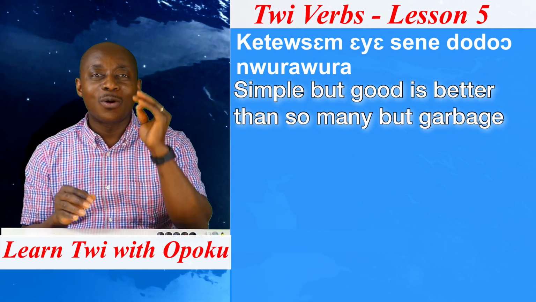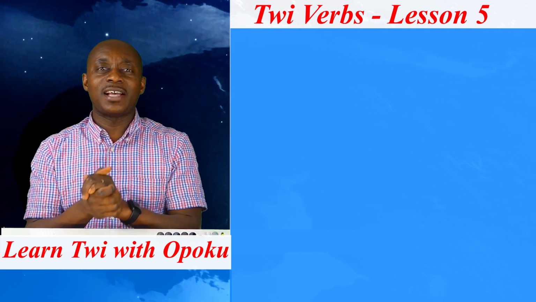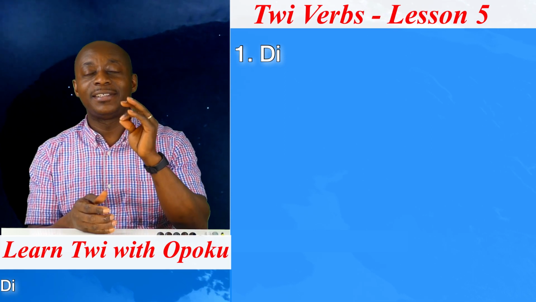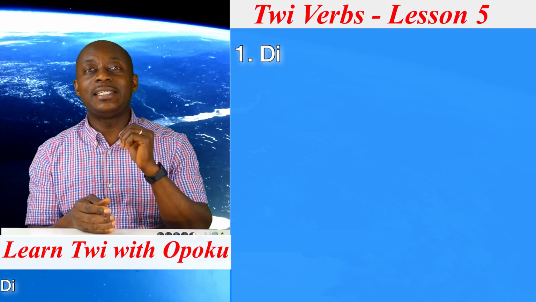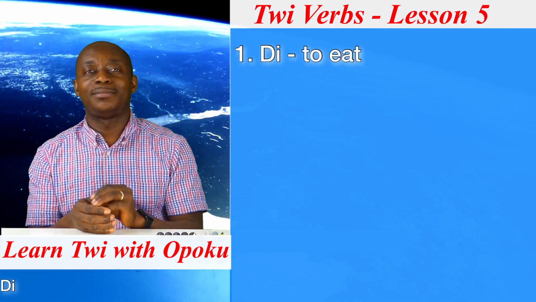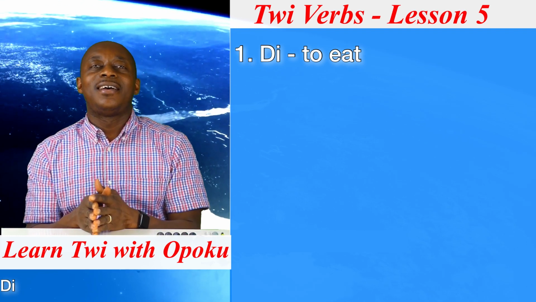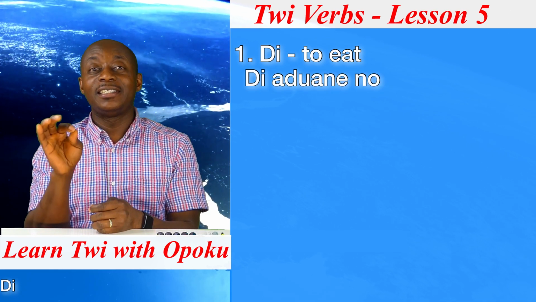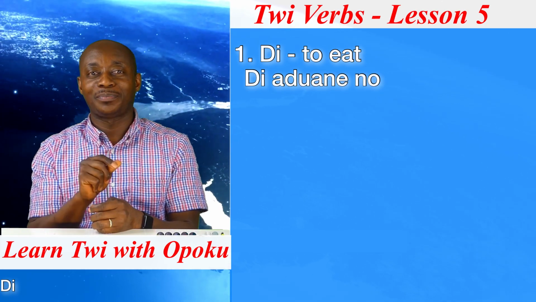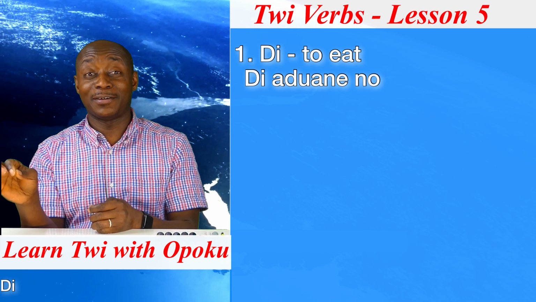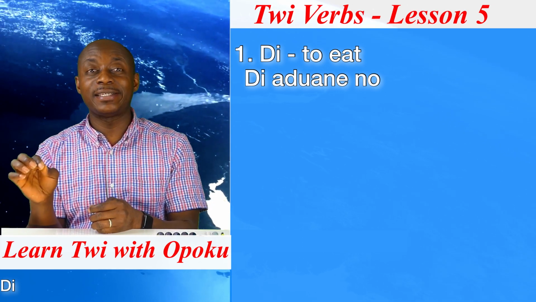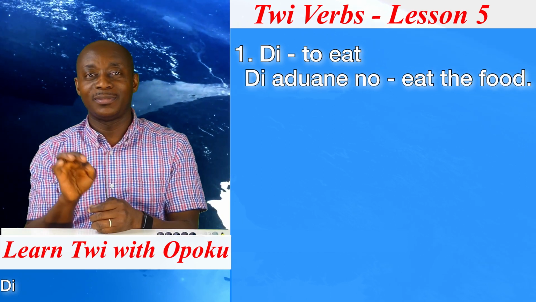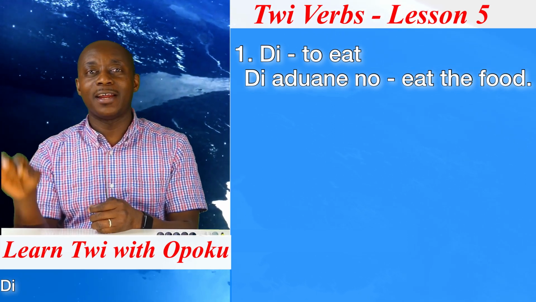Yeah, so let's start with the first verb. The first verb is what? Di. Di. When we say di, it means what? To eat. To eat. So for example, you can tell your child, di aduane no. Di aduane no. What does that mean? It means eat the food. Aduane is what? Food. So di aduane no.